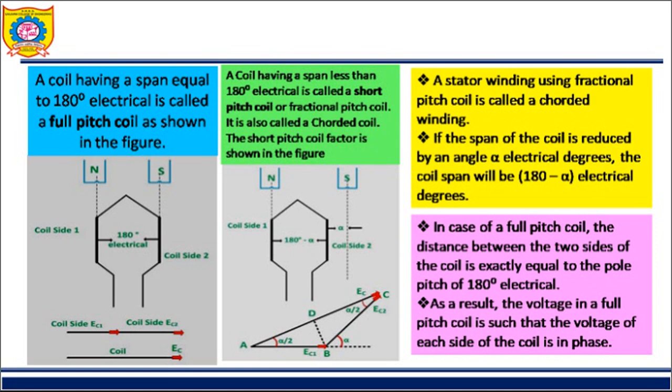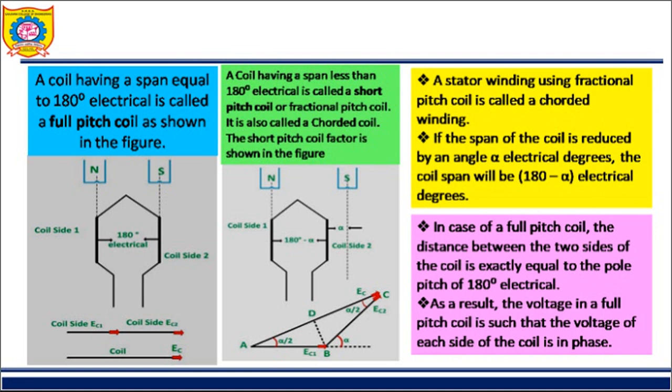It is also called a corded coil. That's why a short pitch coil factor is going to be introduced. So a stator winding using a fractional pitch coil is called a corded winding. Remember this, there are three words: one is corded winding, another is fractional pitch coil, and the third is short pitch coil.